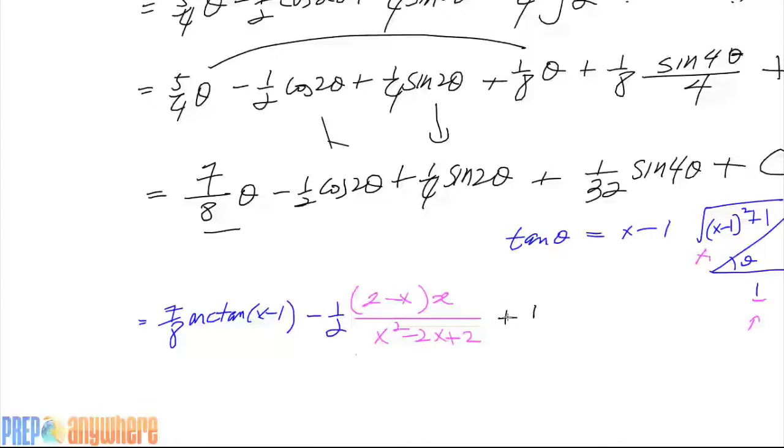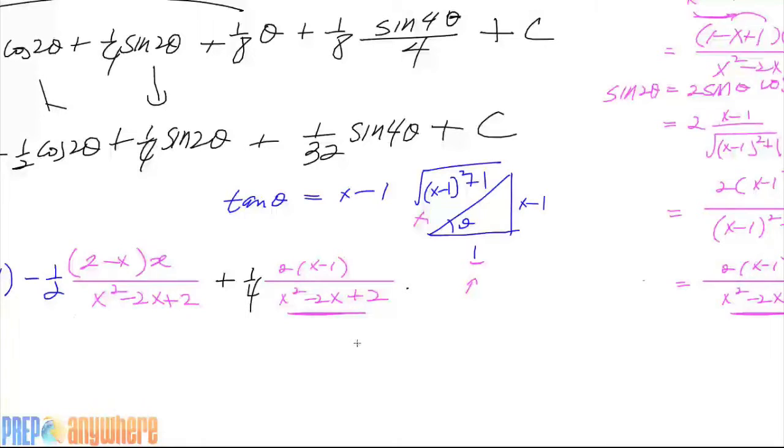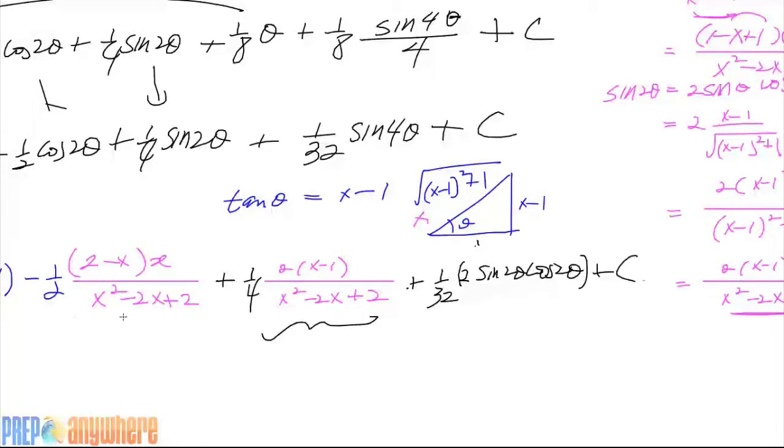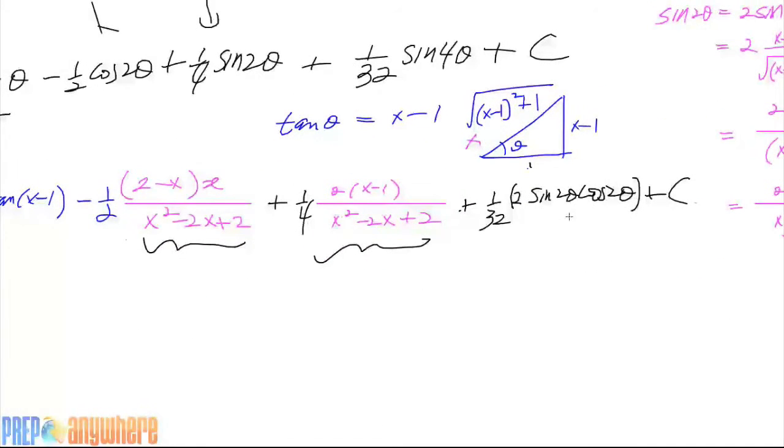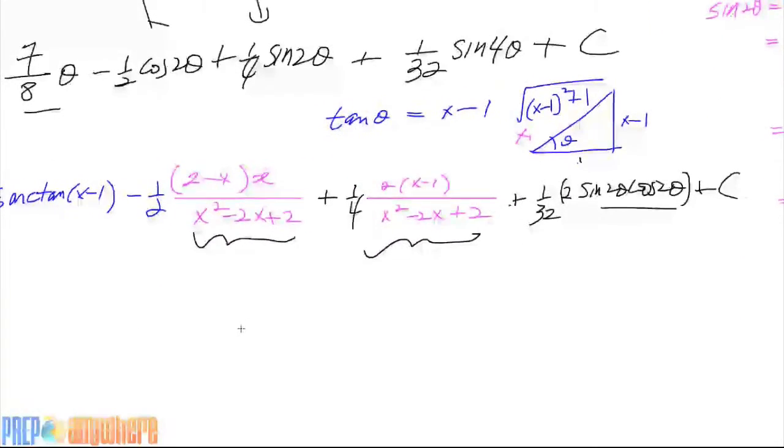Plus 1 over 4 sine of 2 theta, which is that. And then plus 1 over 32 sine of 4 theta. Sine of 4 theta is actually 2 times sine of 2 theta and cosine of 2 theta. We just found sine of 2 theta, which was this pink part, and cosine of 2 theta was this pink part. So we just have to multiply those two and put it in there.